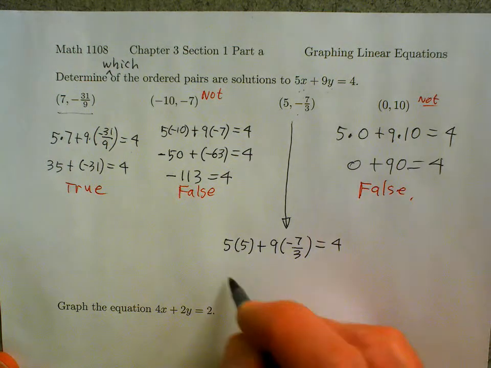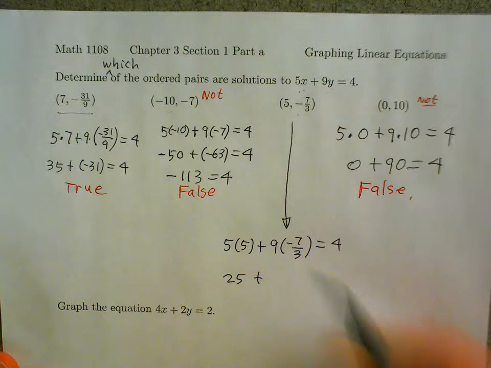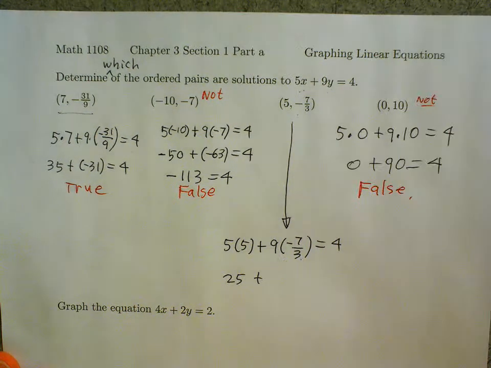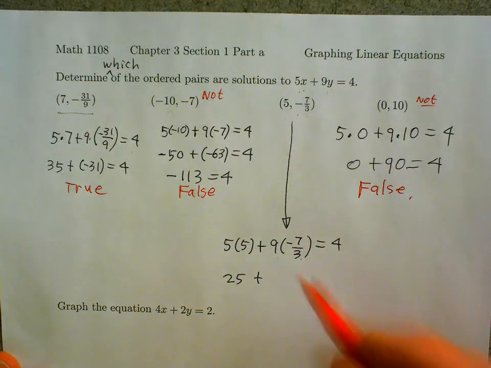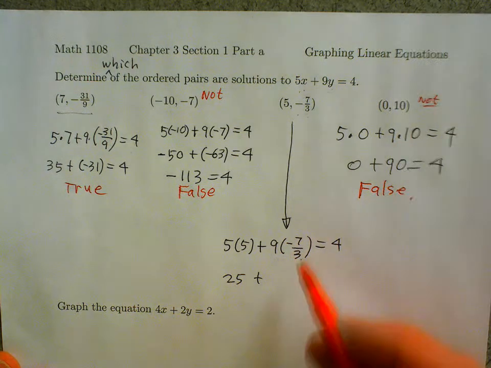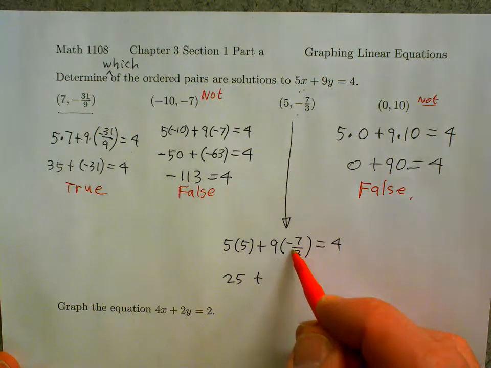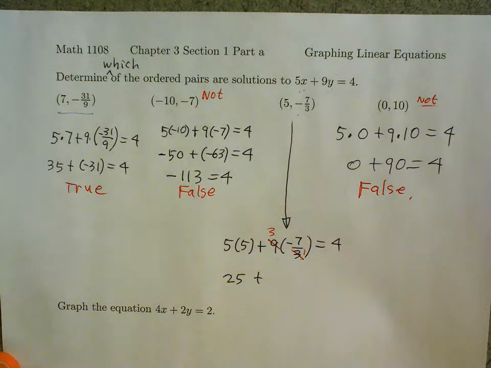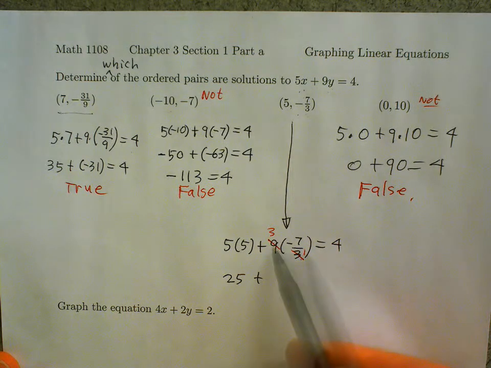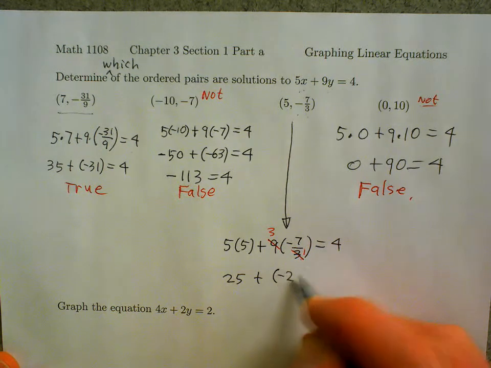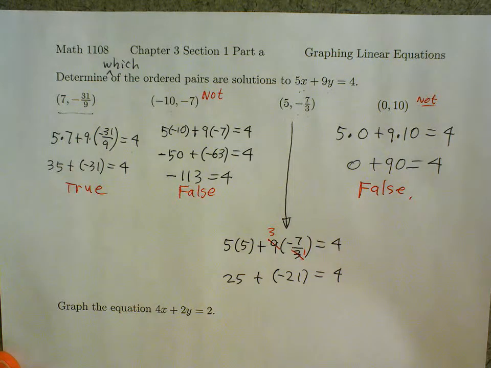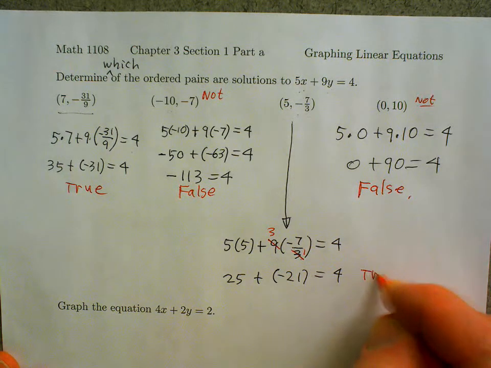5 times 5 is 25. 9 times -7/3. Remember, one way to multiply two fractions is to look for common factors. So 3 goes into 3 once and into 9 3 times. So we have plus 3 times -7, which is 25 plus -21 equals 4. And that is a true statement.